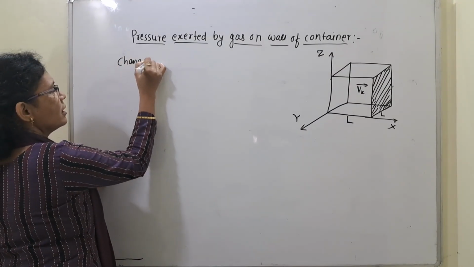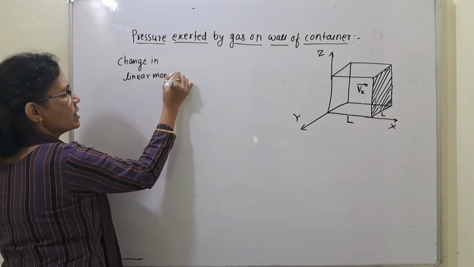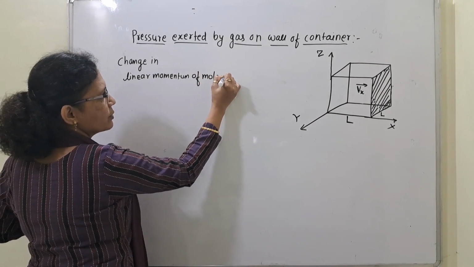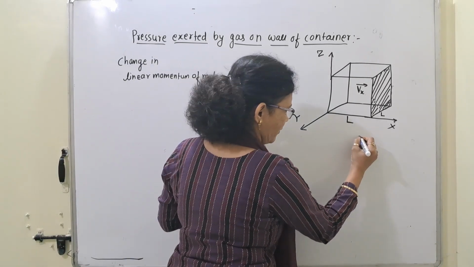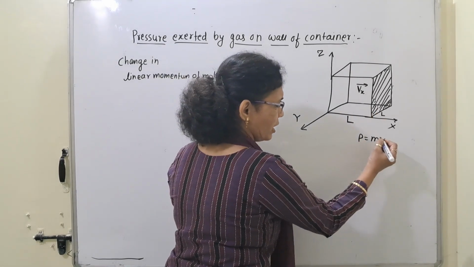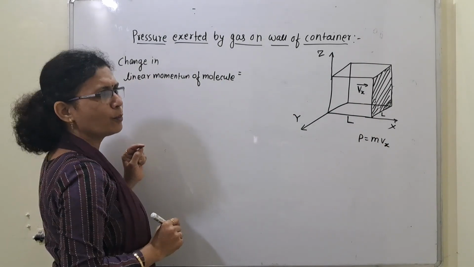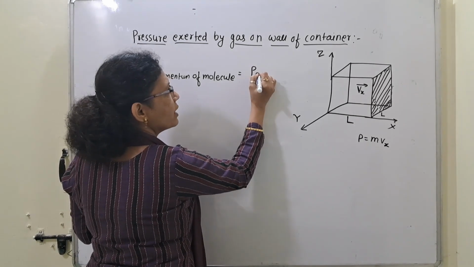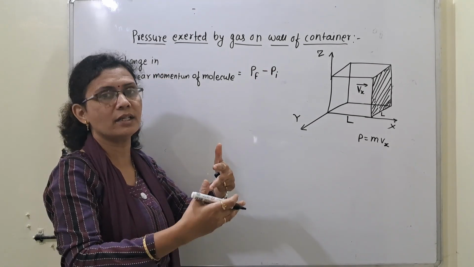So, what will be that change in linear momentum of the molecule? What is the formula for linear momentum? Linear momentum has the formula p is equal to mv. Here we have considered the x direction, therefore this will be mvx. So, to calculate the change in linear momentum, we have to consider final momentum minus initial momentum.